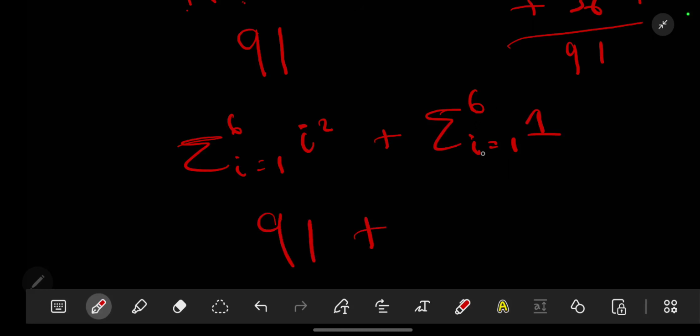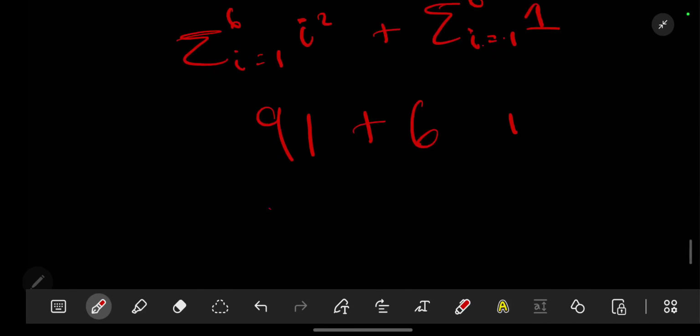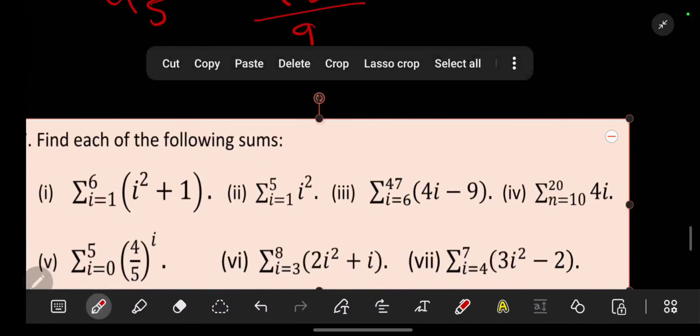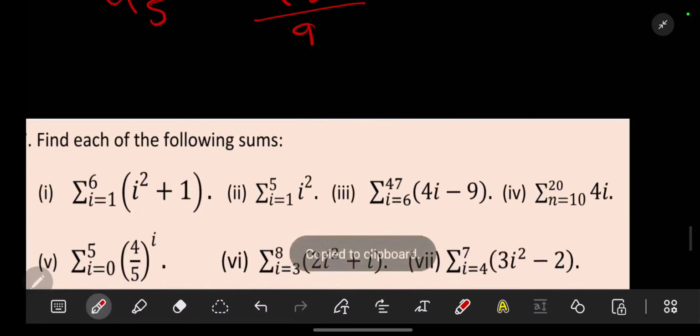plus 6. So 1 is the same as having 1 times x to the power 0, that's why it's not showing. So 1 will just repeat itself. So you can just multiply 6 times 1, it will be 6 like that. So that's how you can have 97. So whichever is easy for you. Let's look at the next one.